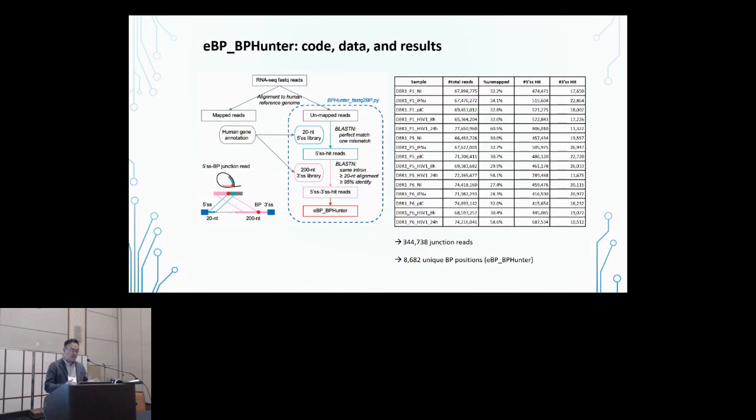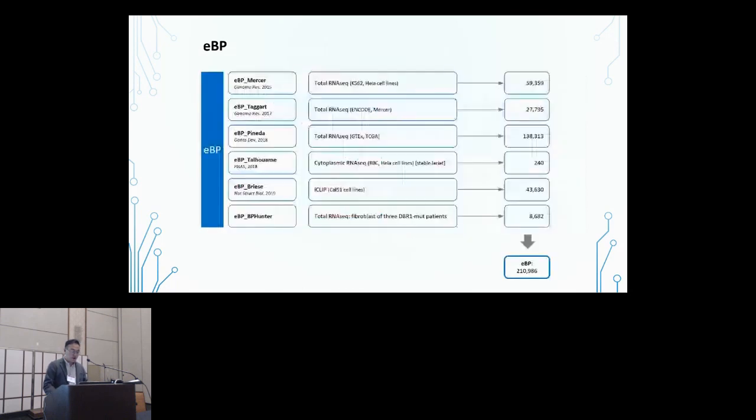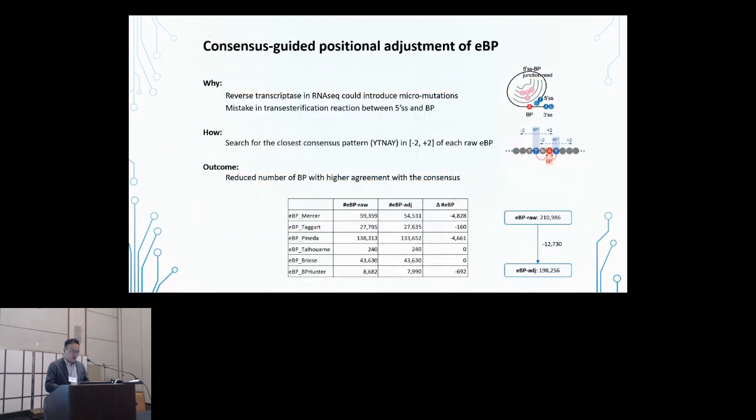If we have RNA-seq reads crossing the junction, we can precisely locate the branch point positions. From this program, we identified a few more than 8,000 unique BP positions. Putting them together, we get more than 200,000 BP positions. Then we realized that we probably need to do something with this raw data, for two reasons.